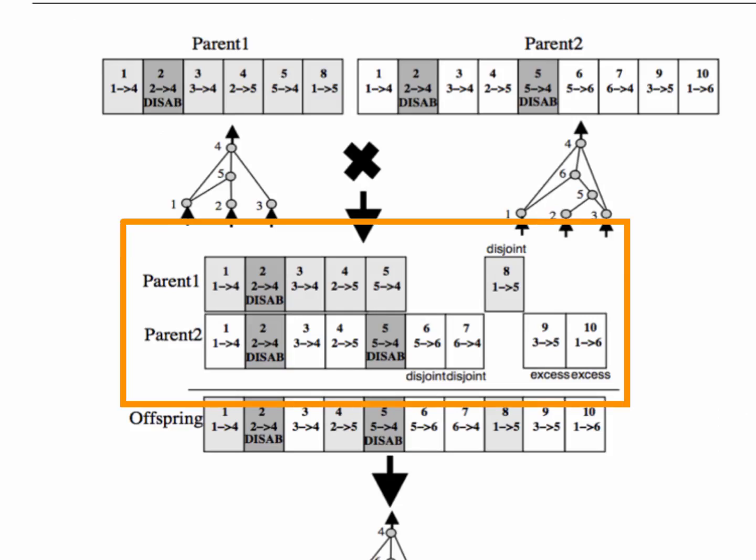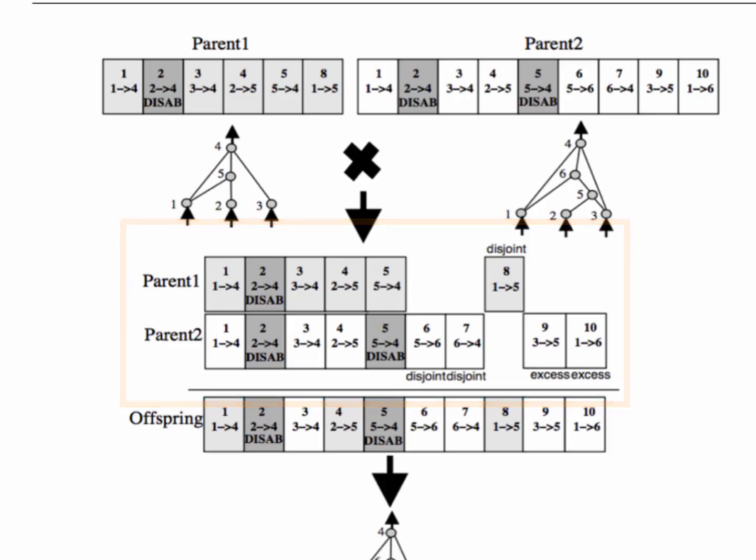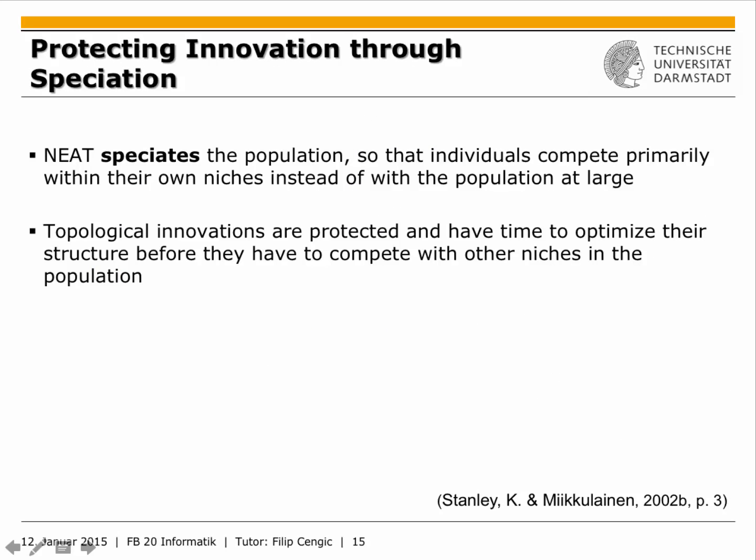Genes that do not match are either disjoint or excess, depending on whether they occur within or outside the range of the other parent's innovation numbers. Let's switch to our next slide, which is about protecting innovation through speciation.